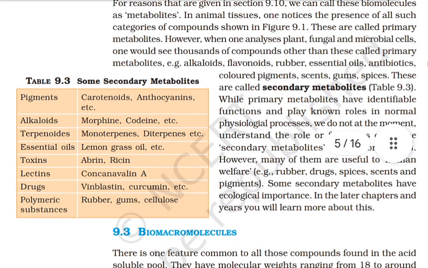यूजफुल जो है ह्यूमन वेलफेयर के लिए वो है रबर, ड्रग, स्पाइसेस, सेंट्स एंड पिगमेंट्स. Some secondary metabolites have ecological importance. In the later chapters and here you will learn more about this.